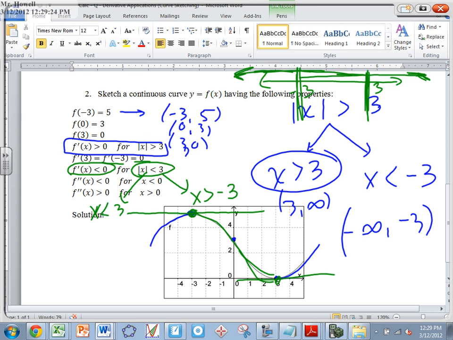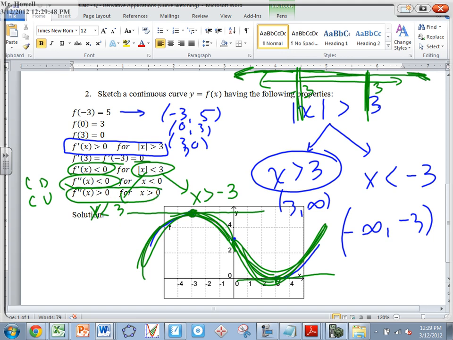Zero? Negative, down. Again, when the second derivative is negative or less than 0, it's concave down. This is concave up. So it's concave down for x less than 0. Take a look. Isn't this all concave down here? That's all concave down. Then for x greater than 0, it's all concave up. That's the last part there. x is greater than 0, it's concave up.